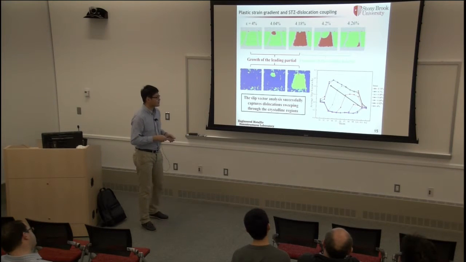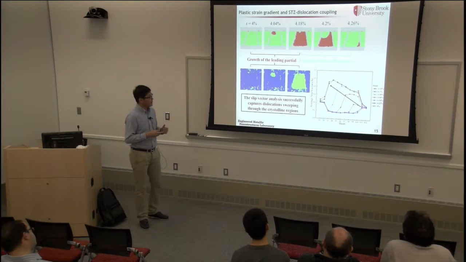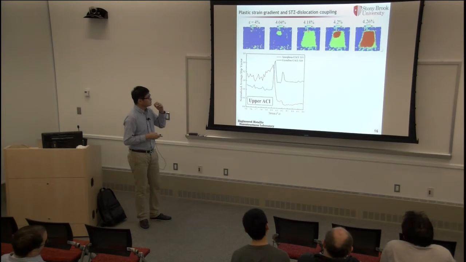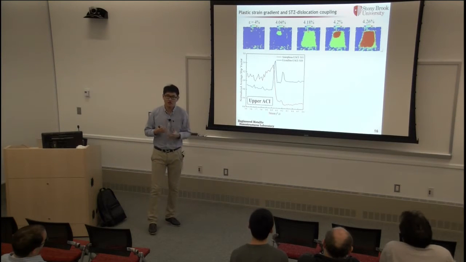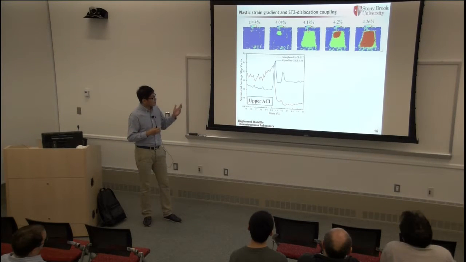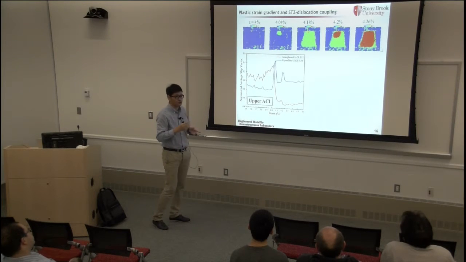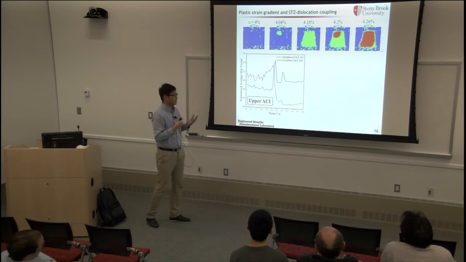So this showed that the slip vector analysis successfully captured the dislocation sweeping through the crystalline region. And then, in order to capture the instant change of this process, we normalize the upper amorphous crystalline interface and the lower amorphous crystalline interface slice values using the whole dislocation plane's average to show the change happening here.